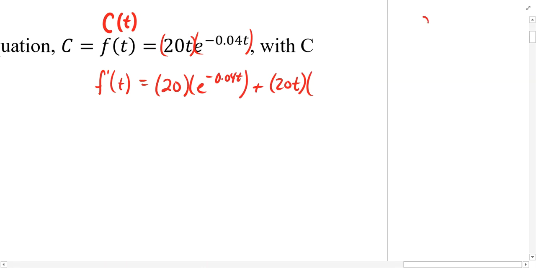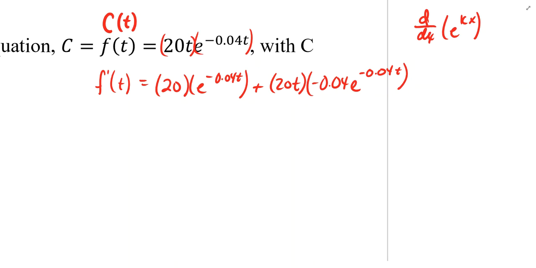Now this is the derivative rule for e to the kx power. There's a multiplier times the exponent. That said that we would bring down the k value, negative 0.04, and retain that same power in the derivative. And I'll let you decide whether it'd be worth your time to simplify this or not.